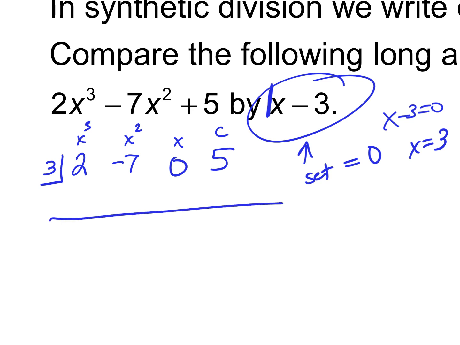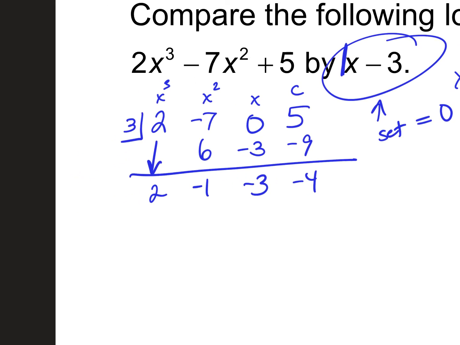So the way that you synthetically divide is you bring down the first term, you multiply to the corner, and add down. So 2 times 3 is, yep, you guys did this last year. 2 times 3 is 6, and then negative 7 plus 6 is negative 1. Negative 1 times 3 is negative 3. 0 and negative 3 is negative 3. Negative 3 times 3 is negative 9. When you add down, you get negative 4. Now, what do you do with this? Okay, so we don't add them.